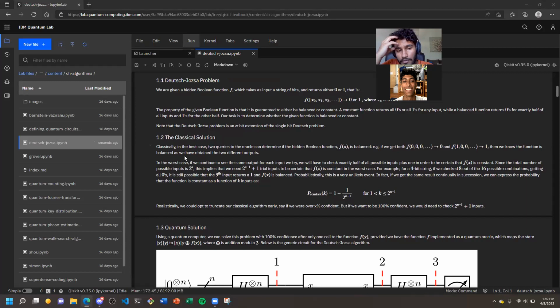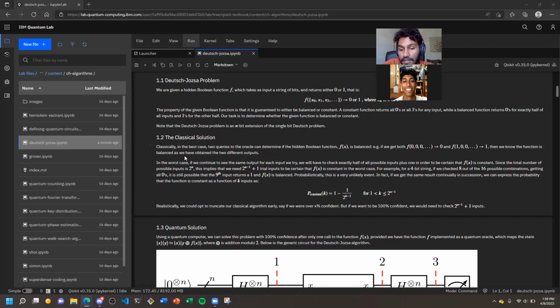Since the total number of possible inputs is 2^n, this implies that we need 2^(n-1) + 1 trial inputs to be certain that f(x) is constant in the worst case. For example, for a 4-bit string, we checked 8 out of the 16 possible combinations, getting all zeros. It is still possible that the 9th input returns a 1 and f(x) is balanced. Probabilistically, this is a very unlikely event.